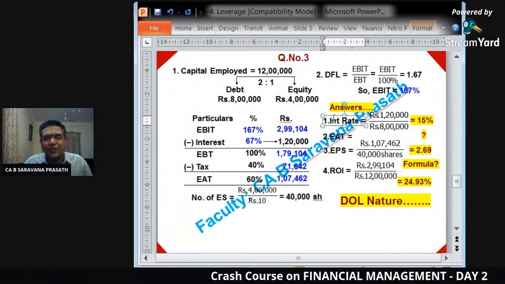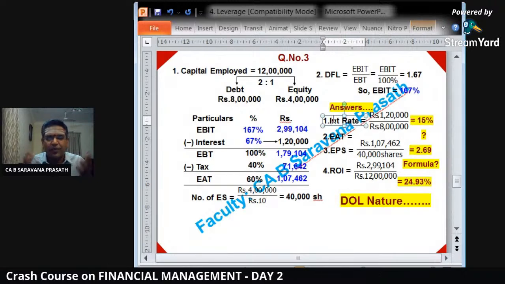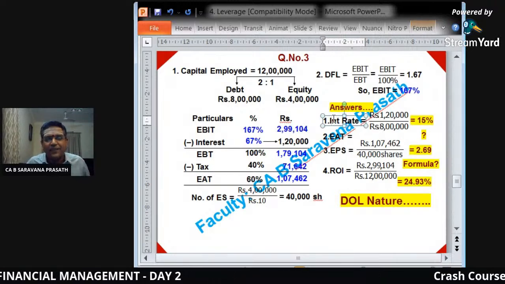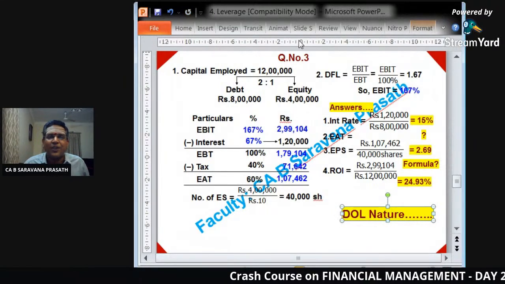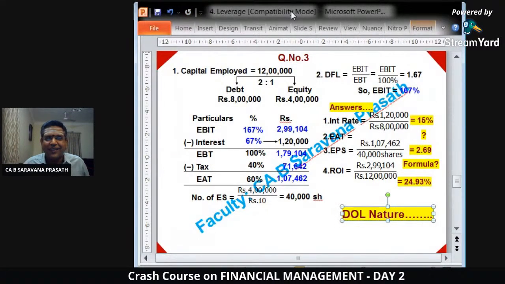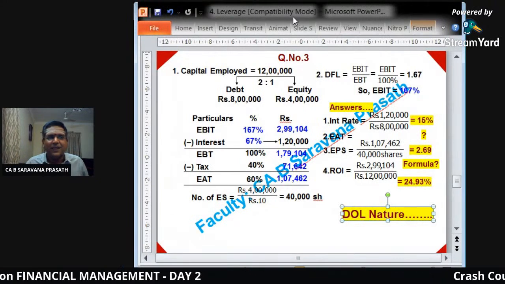I will pause for a while so you can assimilate all this information in your mind. After that, we will go into the nature of DOL, how DOL should be, the lower or the higher, etc. We will go to that shortly. Please make a note of these points.